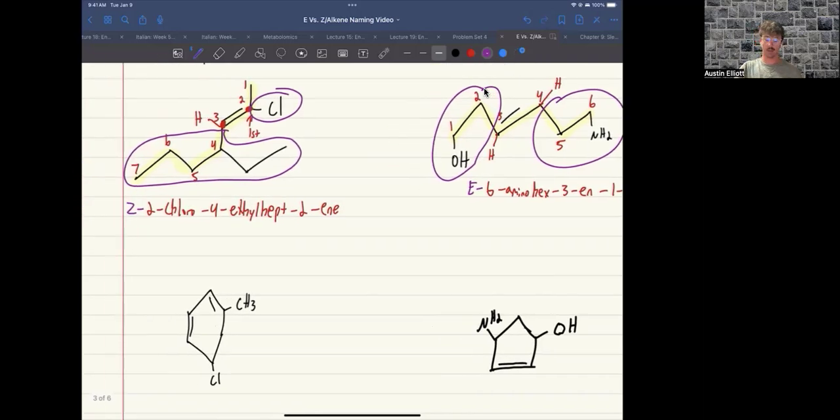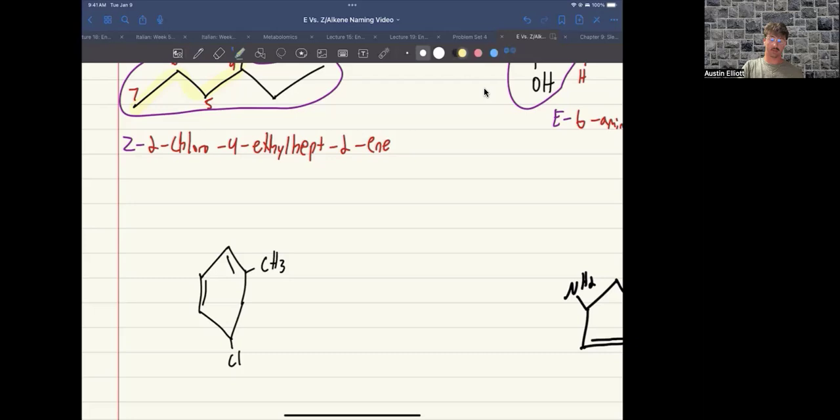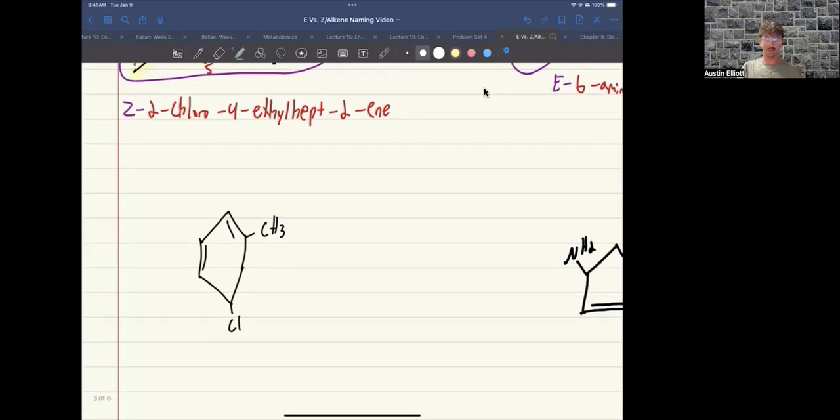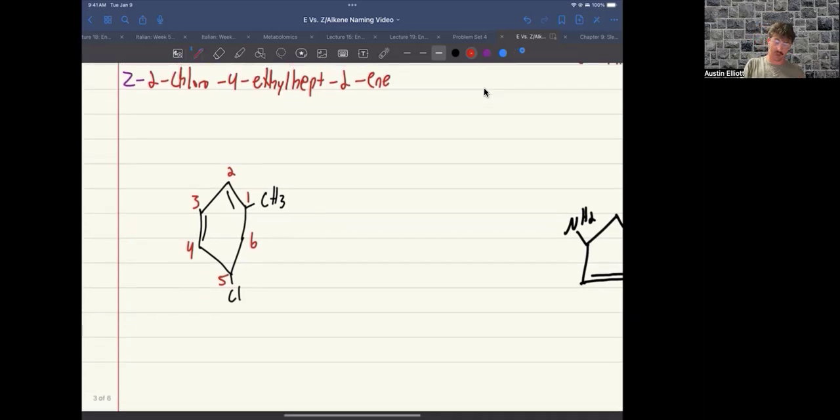Now we're going to get into some cyclic naming for alkenes. So a lot of times you're going to see dienes like this, and we want to make sure that we have the lowest number possible for our dienes. So what we're going to do for this one is we're going to start numbering right here. 1, 2, 3, 4, 5, 6. And then we're going to start with our groups. So 5-fluoro, 1-methyl, cyclo.